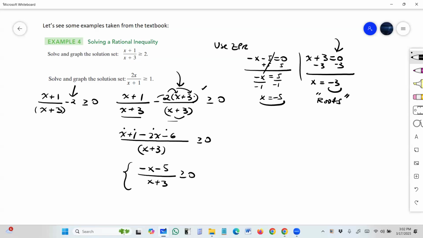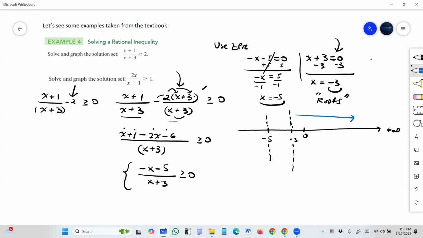Okay, draw the real line, right? Put the 0 in and put the two roots in. So negative 5 and negative 3. Okay, so let's indicate that this is a root and the division of the areas. So again, I have one segment here. I'm going to call it 1. This is the second segment. And this is the third segment.